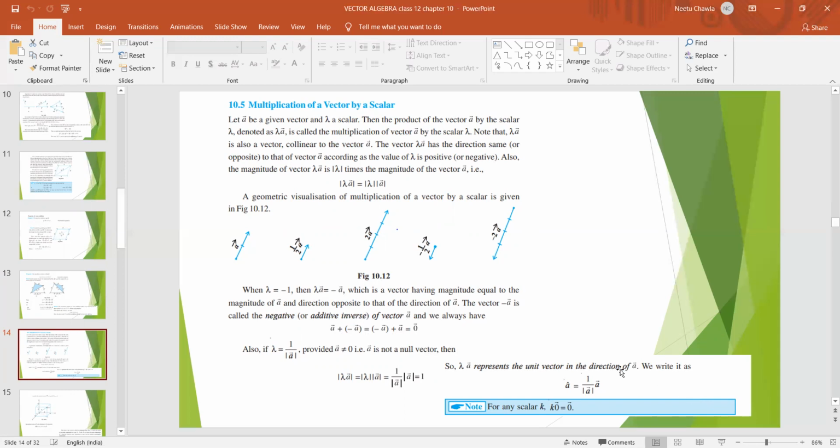From here you can say finally we are reaching the conclusion of a new formula, which is known as the formula of unit vector. A unit vector is equal to A vector upon magnitude of A vector. So this is the formula for finding out the unit vector in the direction of A vector.